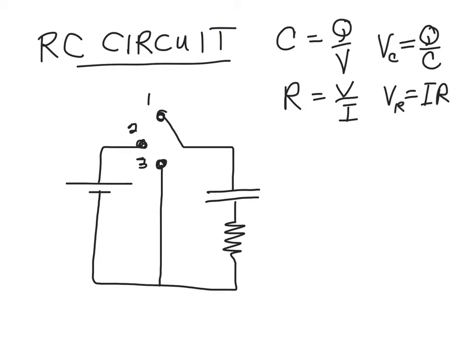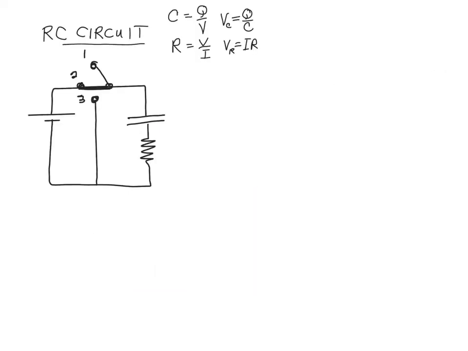So close the switch from position 1 to position 2, pause the video, and give yourself a minute to think about what's going to happen when we move the switch from position 1 to position 2. What's going to evolve over time in the circuit? See if you can answer that question before you listen to me. And just so it's clear, the capacitor starts uncharged. There's no charge on the capacitor when we start. That should be stated. Okay, I rearranged things to create some space.